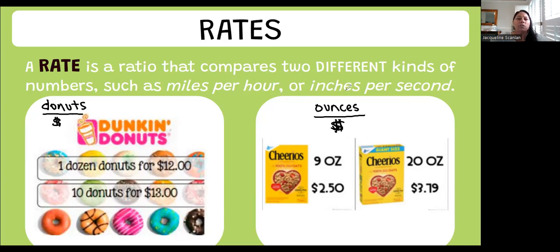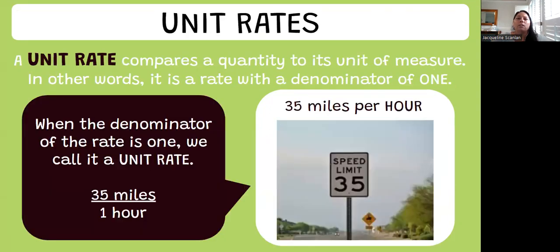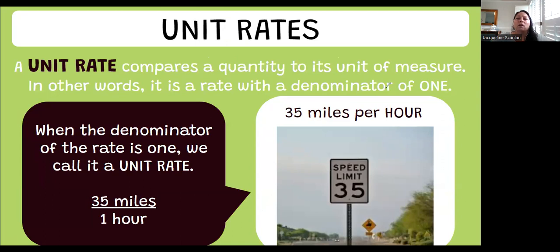And oftentimes what you're going to see happening when we are dealing with rates is that we are going to want to find what is called a unit rate. Now, a unit rate is the same type of thing as a rate. It still compares 2 different quantities, but it compares it to its unit of measure. And what that means is that we are comparing something to 1. Okay, we want to make sure that when we are using a unit rate, it is comparing something to 1.